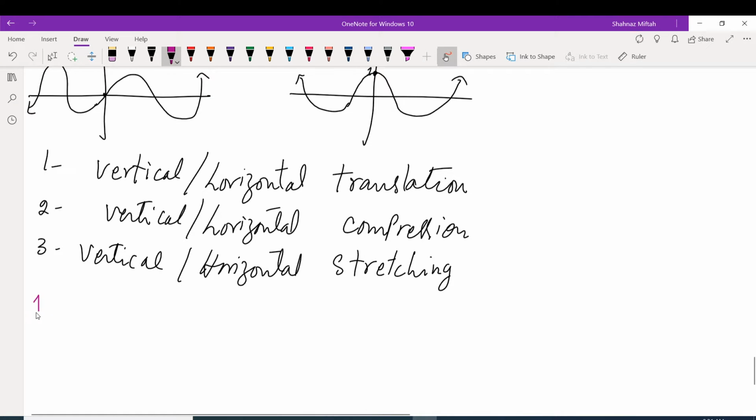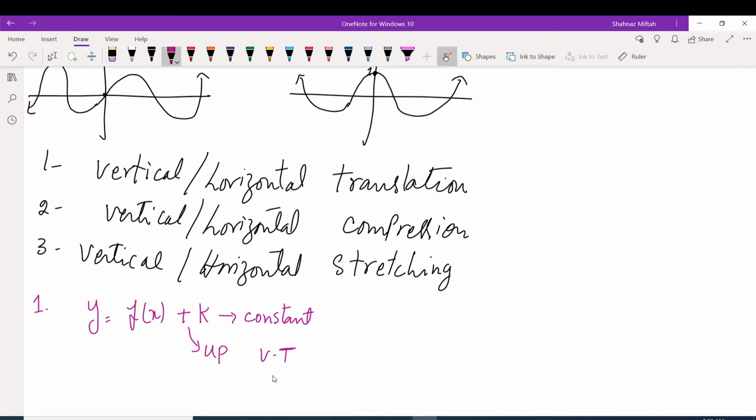Okay, the first one that we will talk about is vertical and horizontal translation. So let's talk about translation. For example, I have a function y equals f of x, some kind of function, and I have a plus k. This k is a constant, like a real value. So this plus means that my graph is going up and down, like along the y-axis. So this one is going up. So this is my vertical translation.